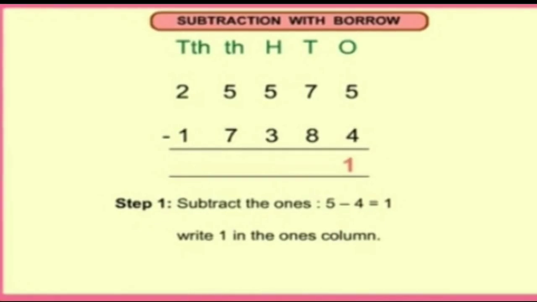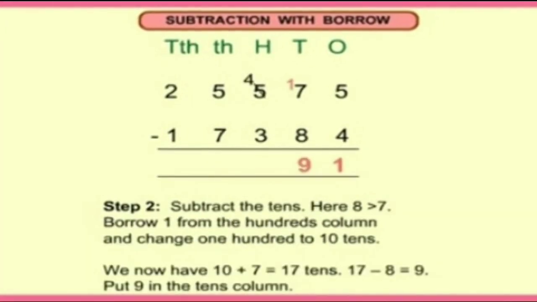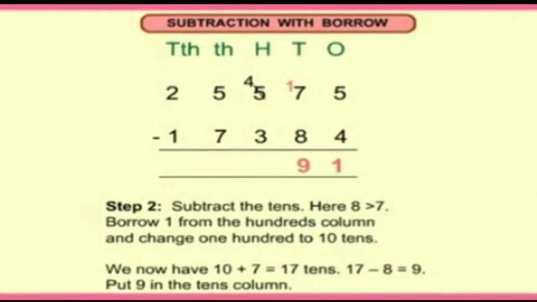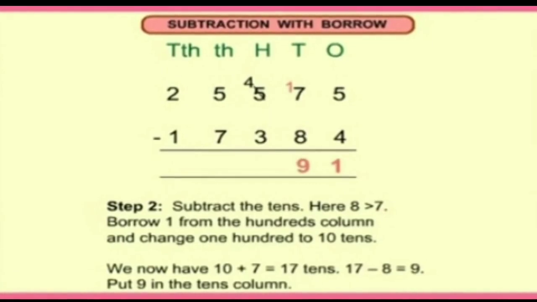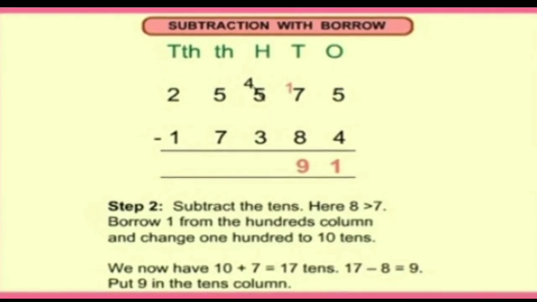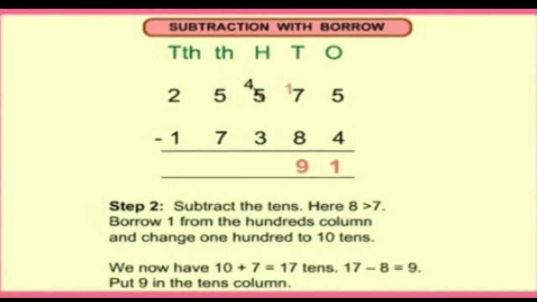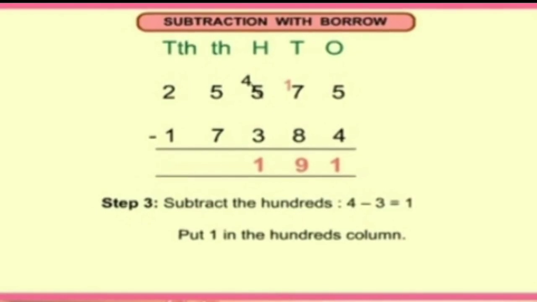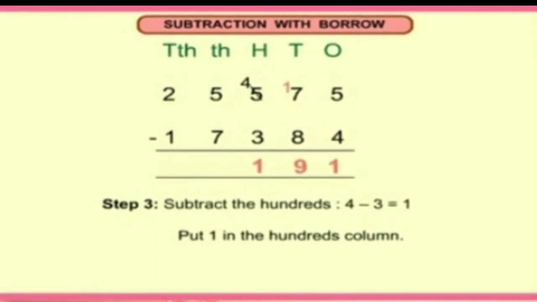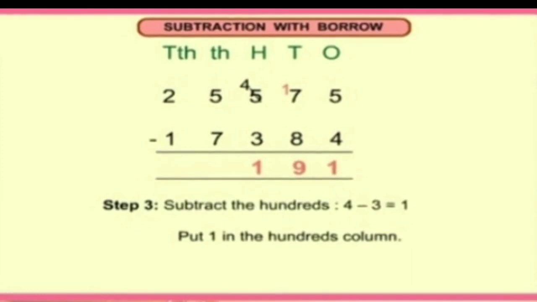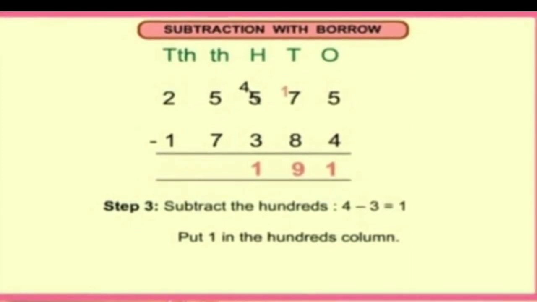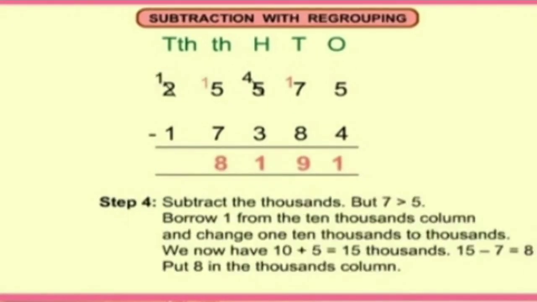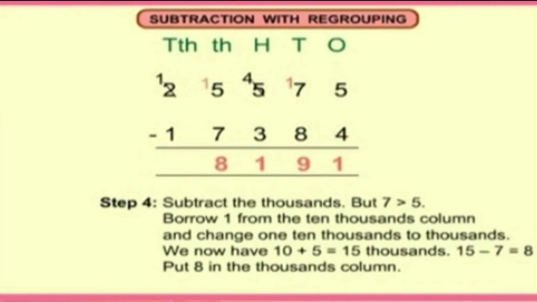Now what do we have to do? We have to borrow 1 from the hundreds column and change 100 to 10 tens. So now we have 10 plus 7 is equal to 17 tens, and 17 minus 8 is equal to 9. So write the 9 in the tens column. Now in the next step, the 5 written over here has become 4 since it has given its 1 to the nearby tens. So we can subtract 4 minus 3 is equal to 1 and write it in the hundreds column.